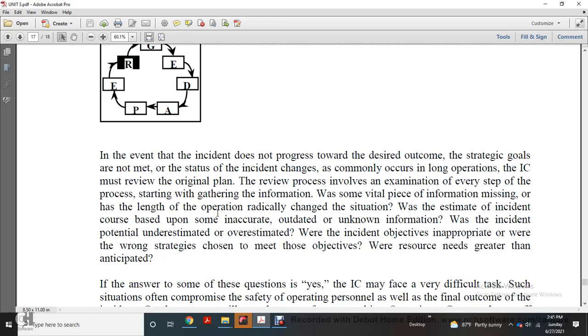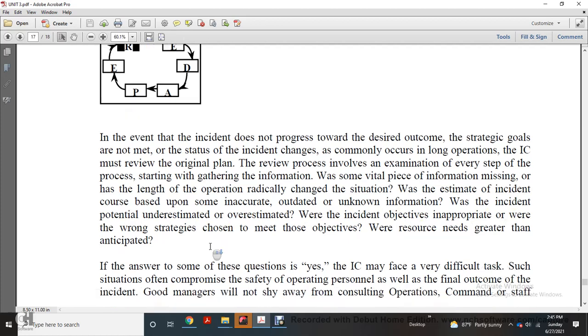starting with gathering information. Are some vital pieces of information missing? Is there a link missing in the operation? The situation may have changed. Was the estimate of the incident's continued course based on inaccurate, outdated, or unknown information? Was the incident potential underestimated or overestimated? Were the wrong strategies chosen to meet the objective? Were the resources needed gathered and anticipated?